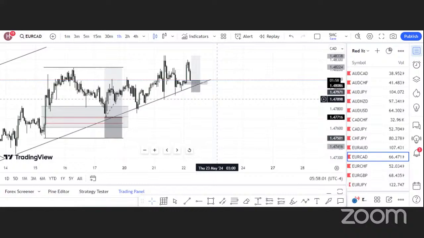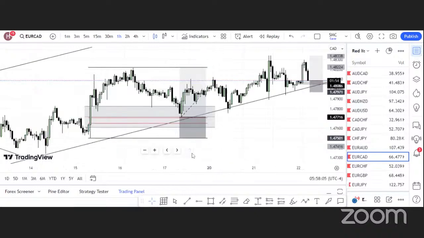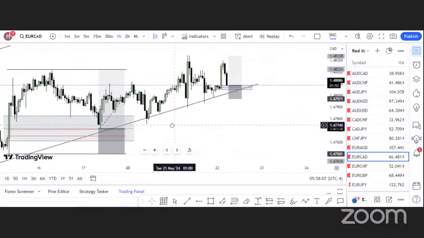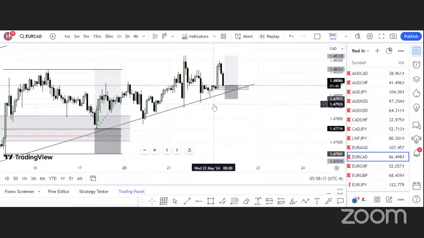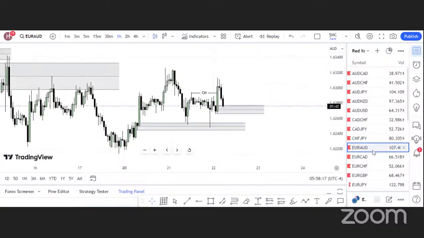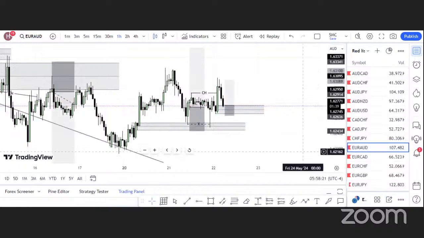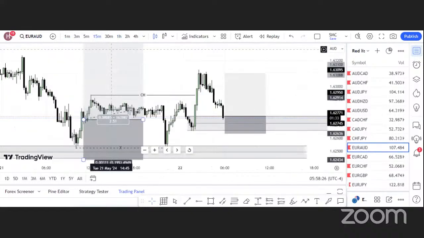All right, so less than 2 minutes to the end of the candle, and as you can see, the candle is currently inside the support box. Okay, let's check Euro AUD too. Yes. So let's see what happens from here. Let's go to the lower time frame.